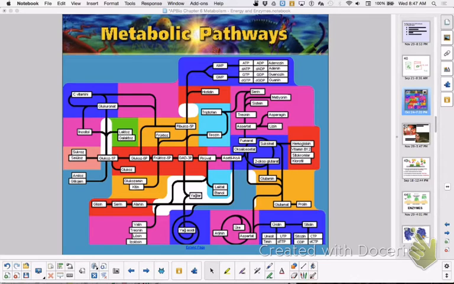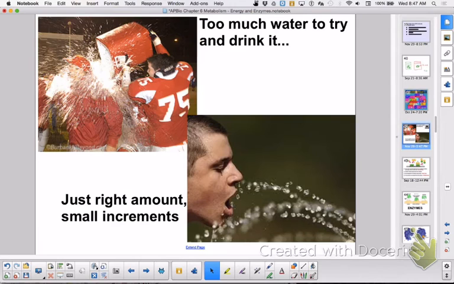The first thing we want to talk about is that when you're doing a metabolic pathway, a lot of times you'll have multiple steps, because multiple steps are easier to control and easier to capture the energy that might be released. You want it in small increments. So under energy: metabolic energy is captured more easily if it is released in small increments.